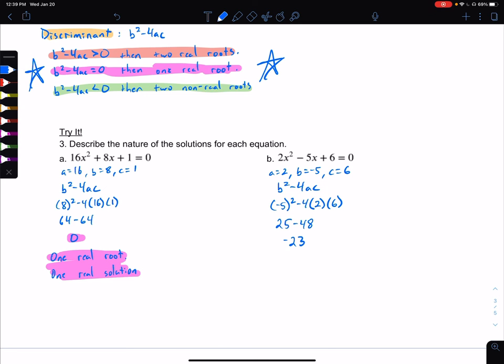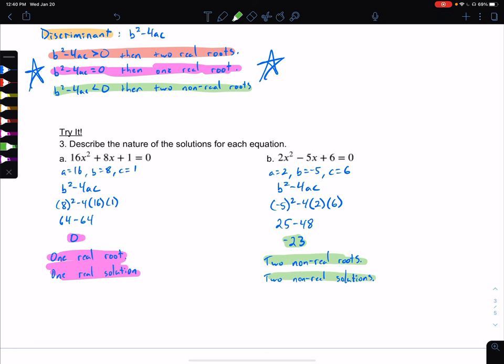And now that we have a negative here, we want to look at our possible types of solutions. And that matches up with our green one. Since it's negative, it is less than 0. So then we have 2 non-real roots. Remember, those are the solutions that are going to have the term i in them. So 2 non-real roots, or we can say 2 non-real solutions.